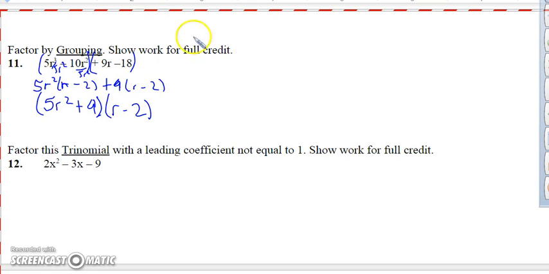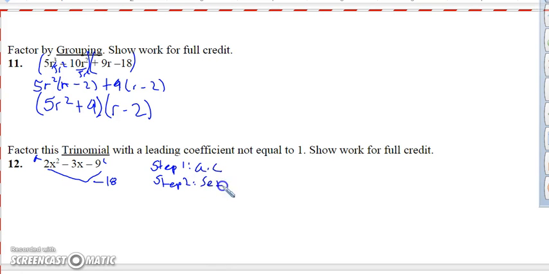That's grouping. Now we just combine the two for the last type of trinomial. So for instance, a trinomial with leading coefficient not equal to 1, then everything changes. We have step 1: A times C. Here's our A term, here's our C term. We cannot take 2 out of 3, there's no GCF, so we have to do A times C. 2 times negative 9 gives us negative 18.